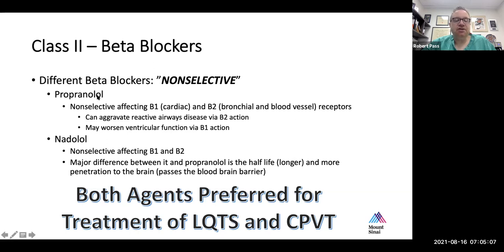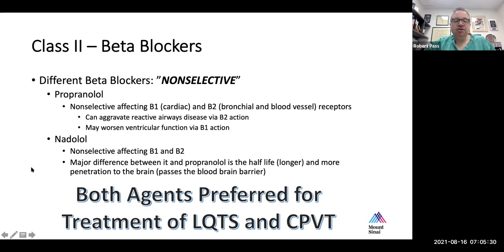These are the two agents that have been definitively demonstrated to be effective in reducing the risk for torsade and sudden death. For that reason, it would be unusual not to use one of those two agents for the treatment of long QT syndrome, as well as CPVT. That's why you see that the vast majority of our long QT patients are on one of these two agents.